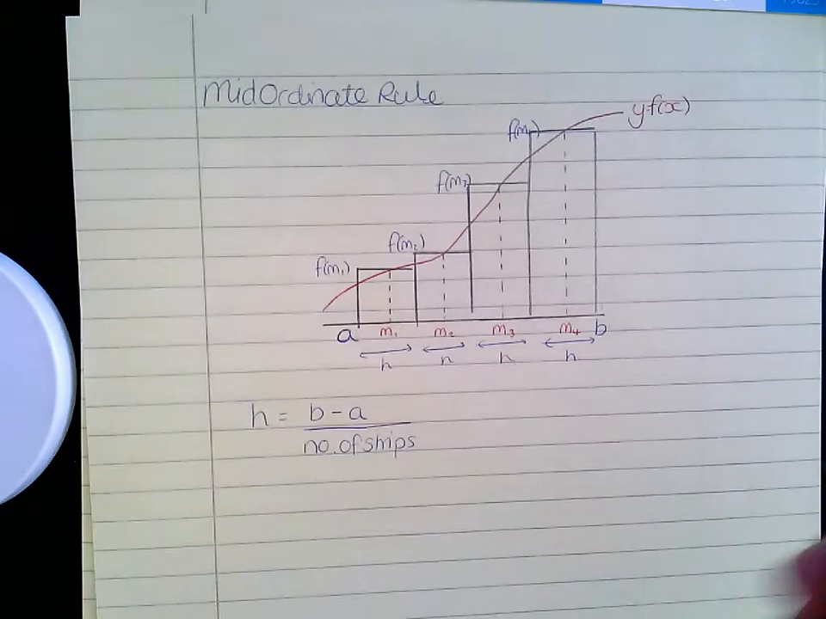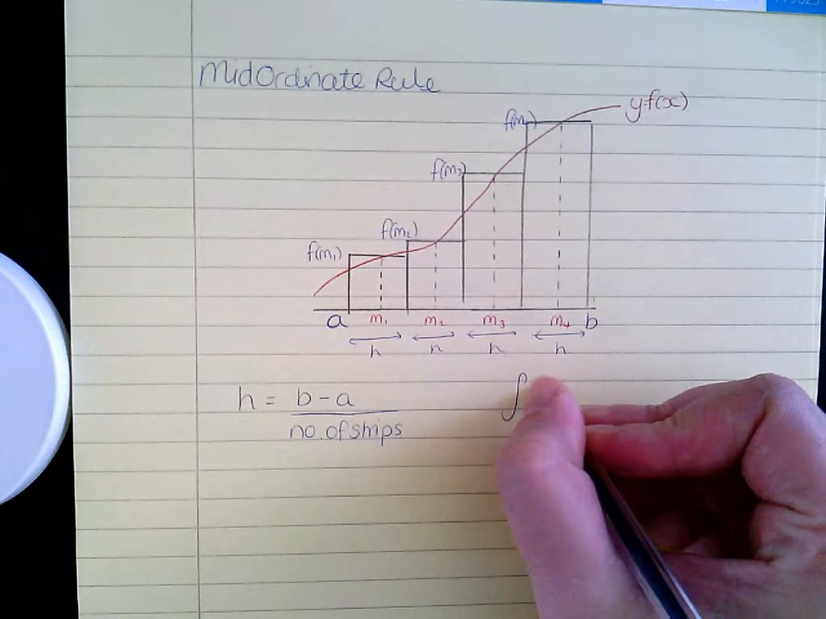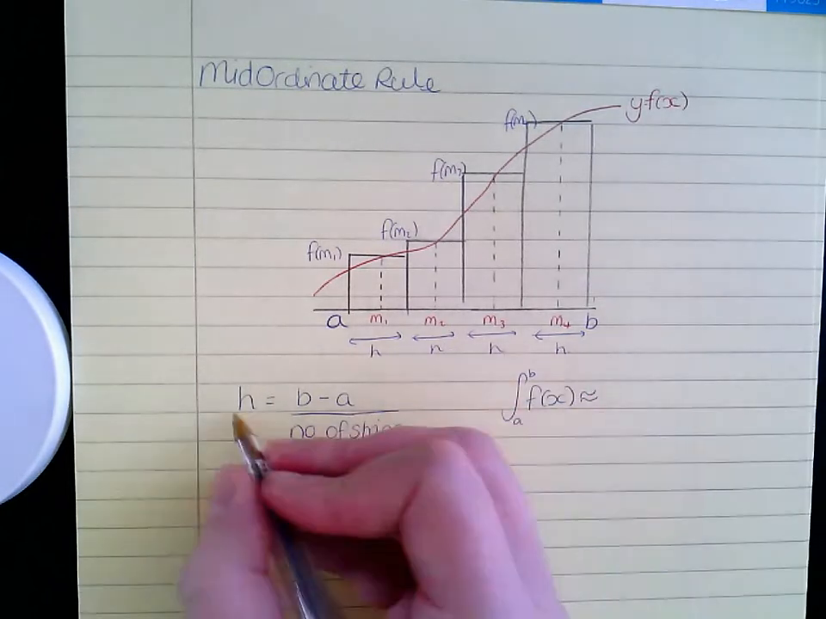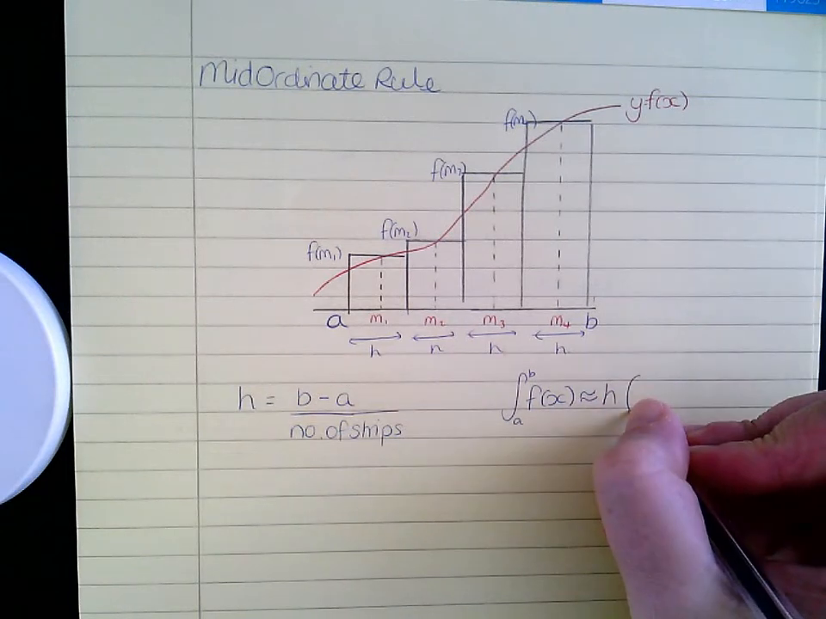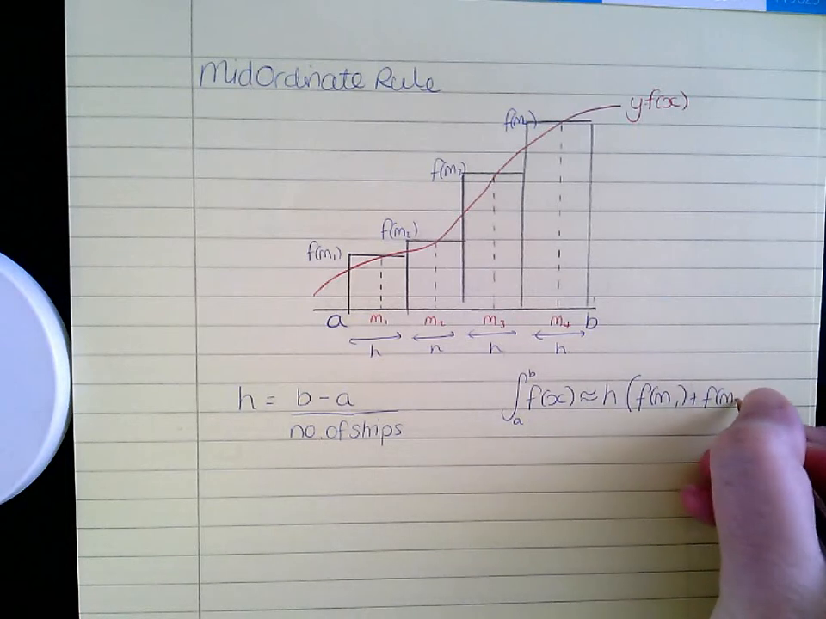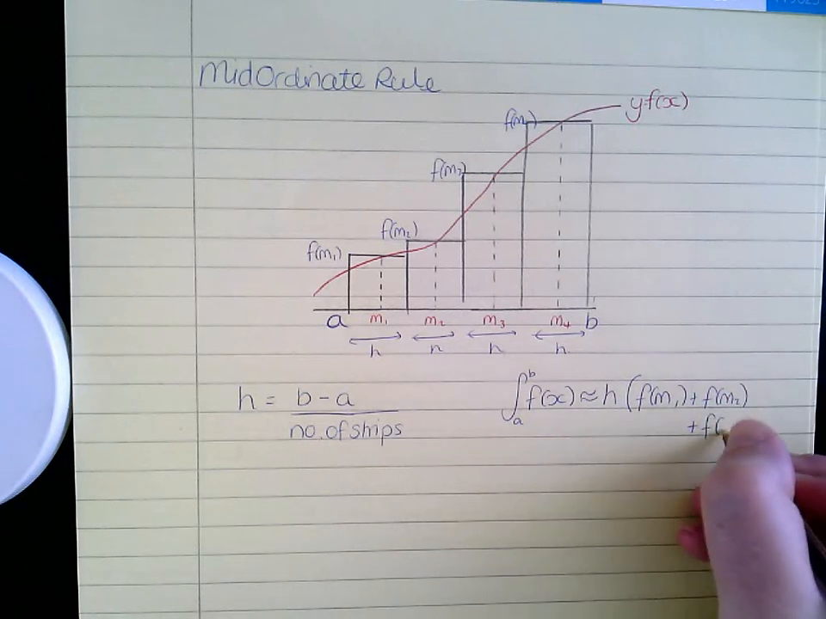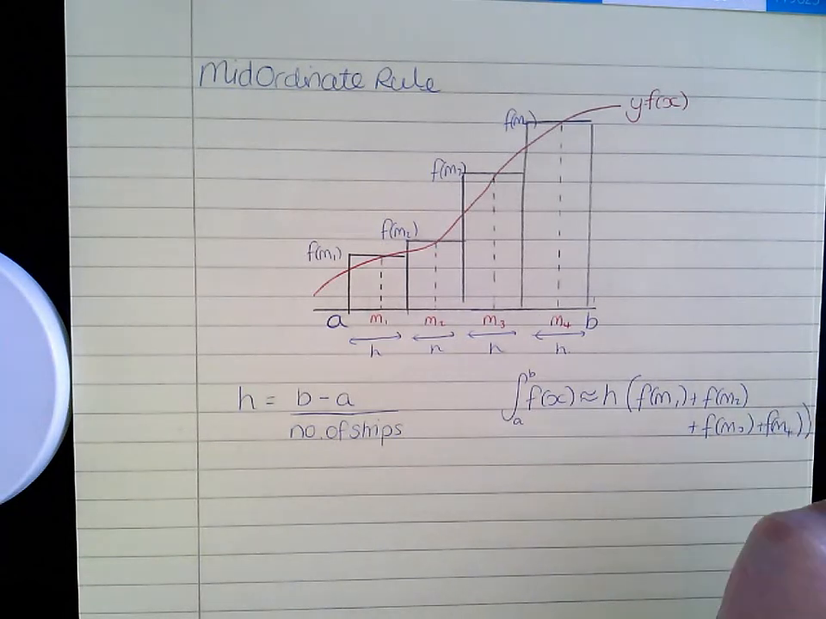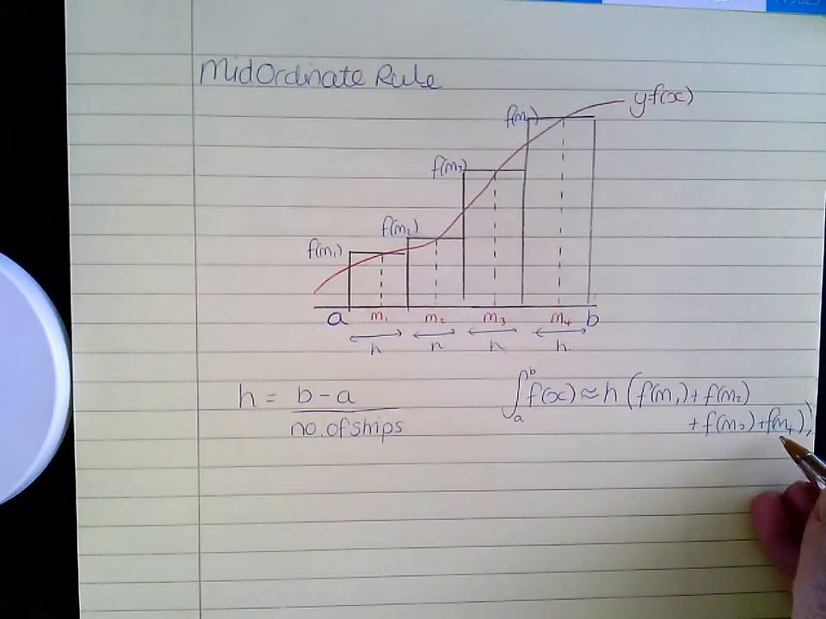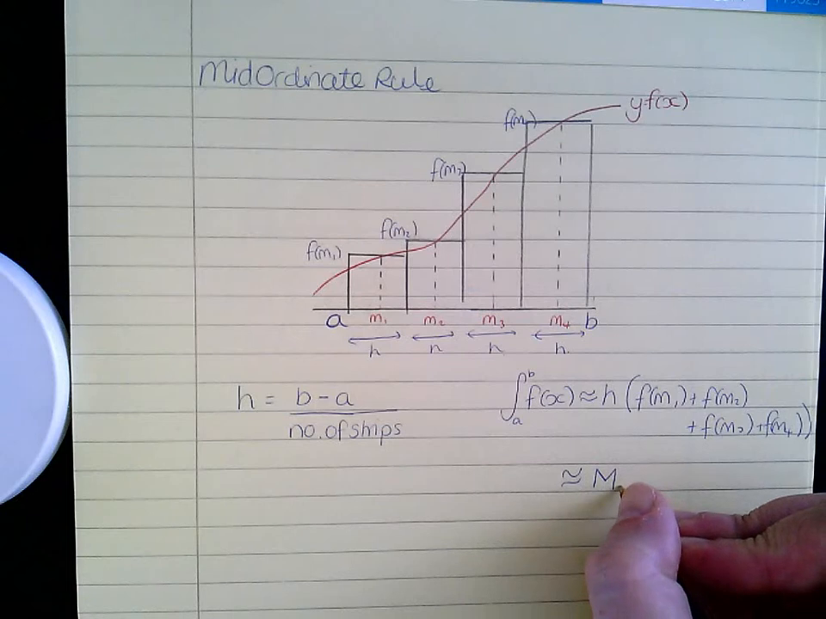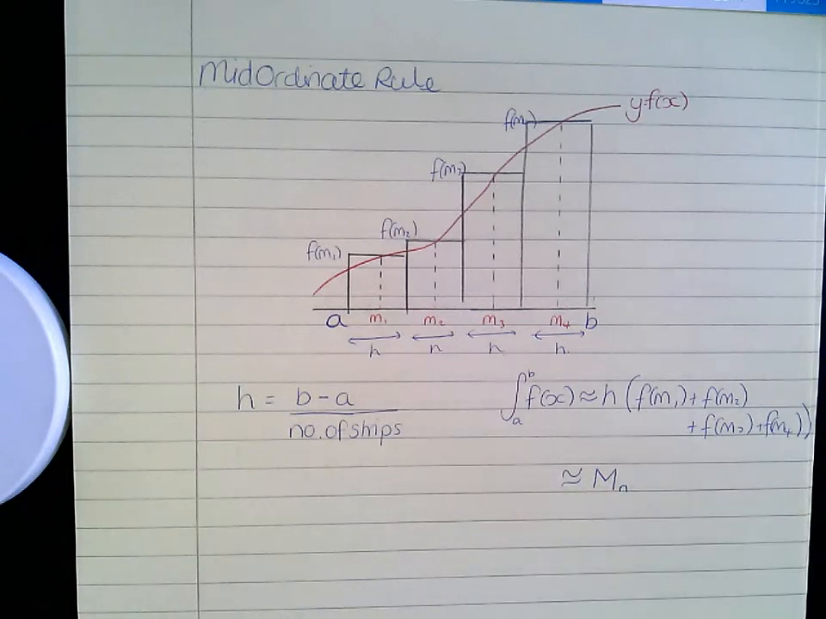So for me to approximate this area, the approximation between a and b would be approximately the width of the bars multiplied by f of m1 plus f of m2 plus f of m3 plus f of m4. Okay, so typically this section here we denote as just big M and a little n there to say how many strips we had. Okay, as you can see, it is quite straightforward.